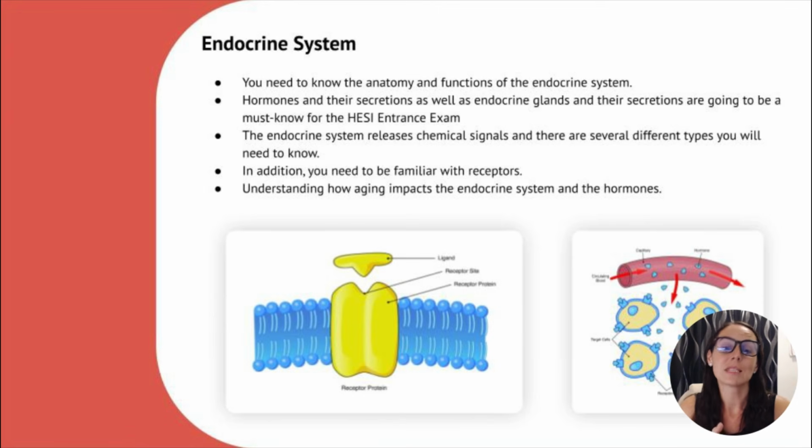So lastly, it's important to understand that the aging process can affect hormone activity, and all of them change in a certain way. As we age, hormone secretions may decrease, remain unchanged, and even some increase. So you want to check out and know the differences. That's basically it, a glimpse into the endocrine system.